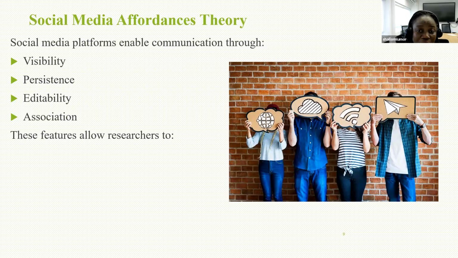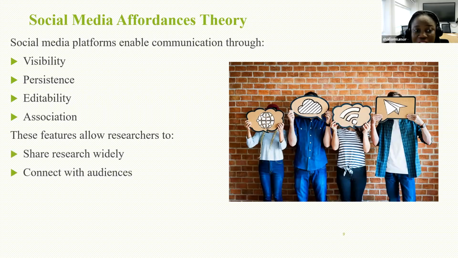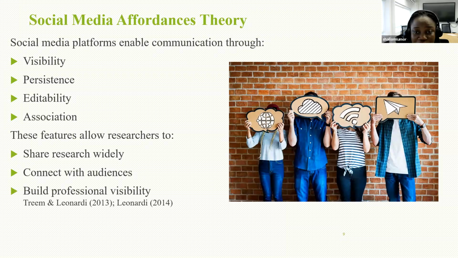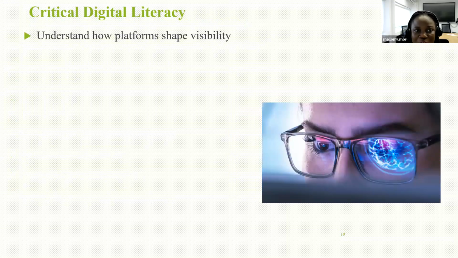Association also talks about how it helps you in collaboration with others, and the affordances help you to share research widely. So you may share your publication and others may retweet or reshare it, connect with audiences who have nothing to do with your research areas, and also build professional visibility.